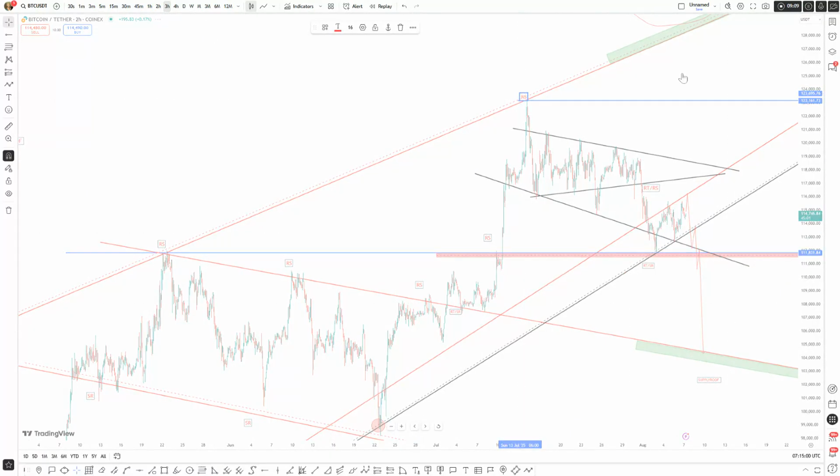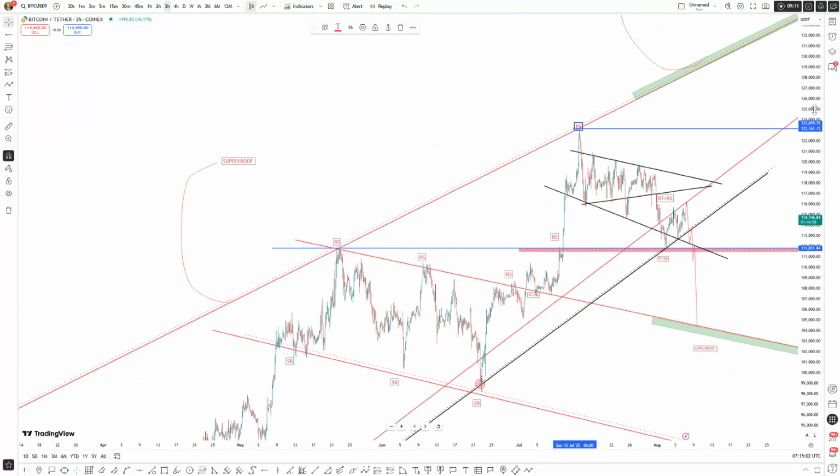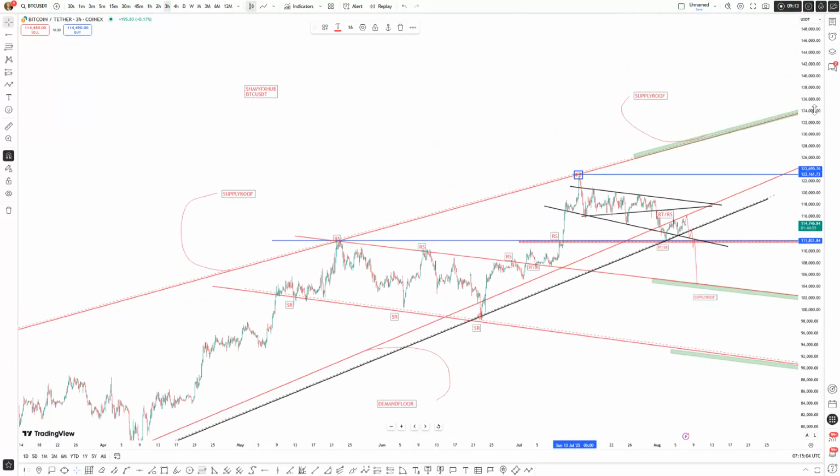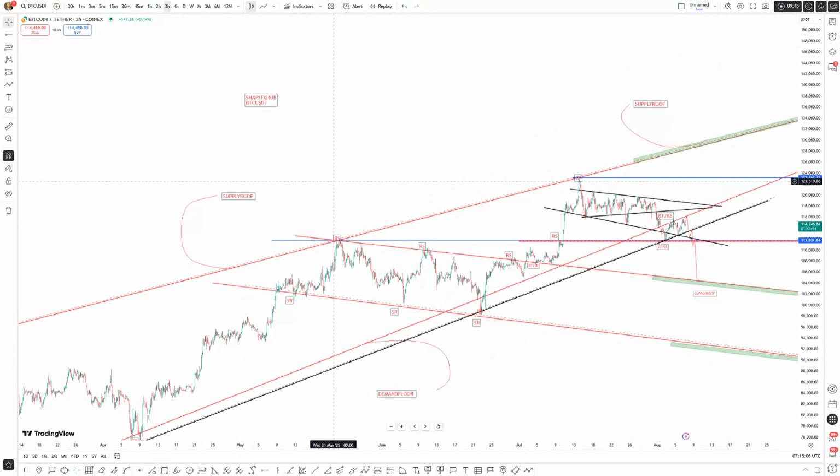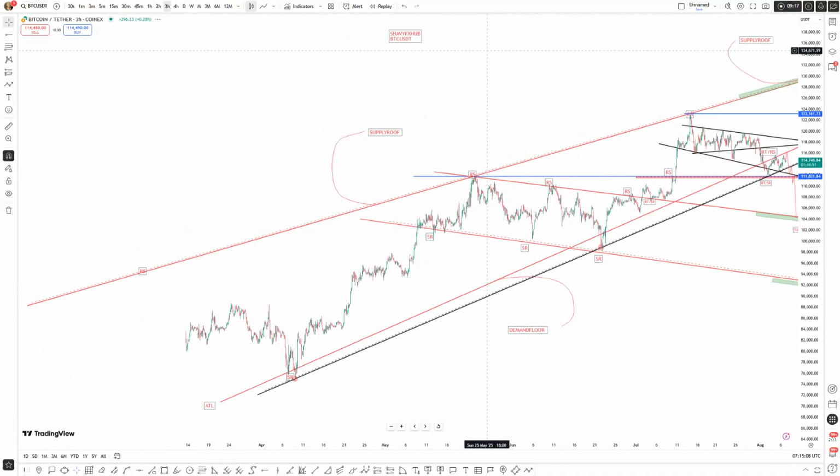So I think at the moment we need to be a little bit patient. Let's see what she does. Let's not rush it. Well done on the analysis on daily and on 4 hours.